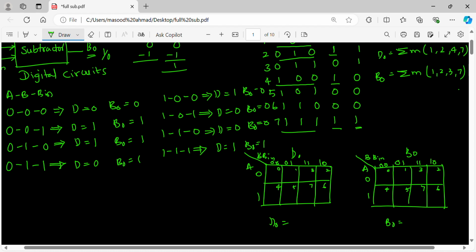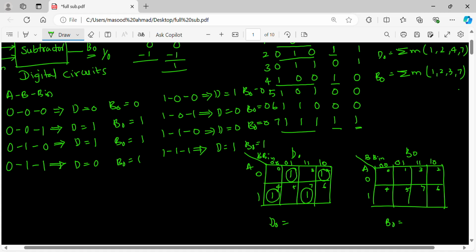Next, what exactly do I need to enter as the values? For D0, 1 2 4 7. It is 1 for 1. For 2, it is 1. For 4, it is 1. For 7, it is 1. Is there any possibility of combining the ones? As there is no possibility, they are individual. Right?